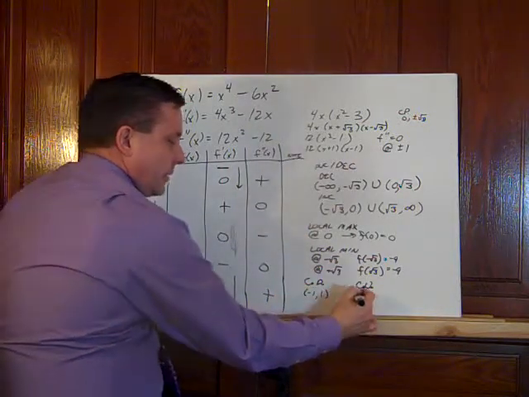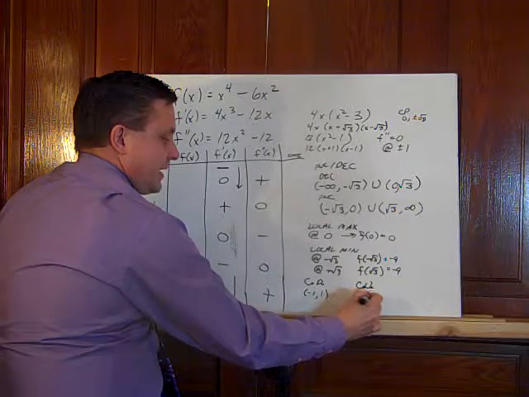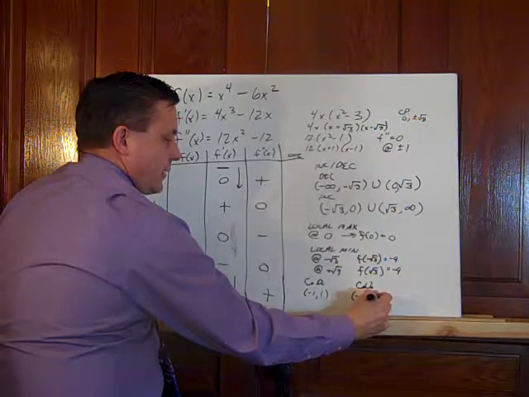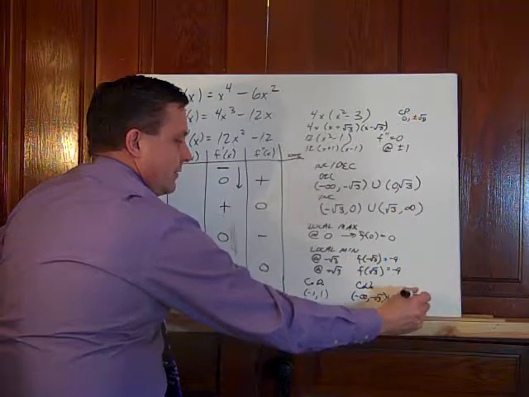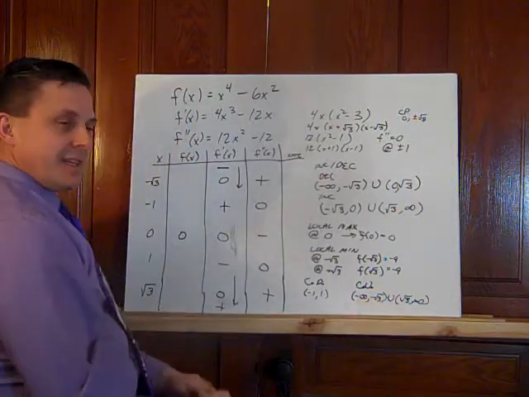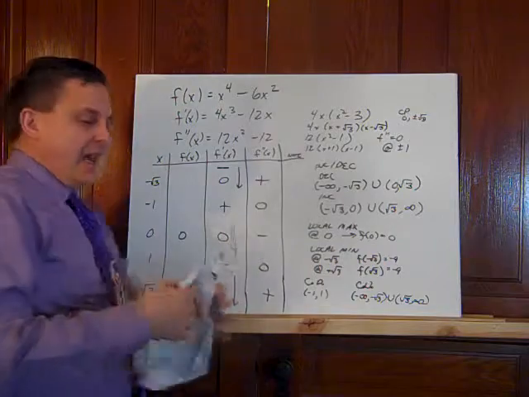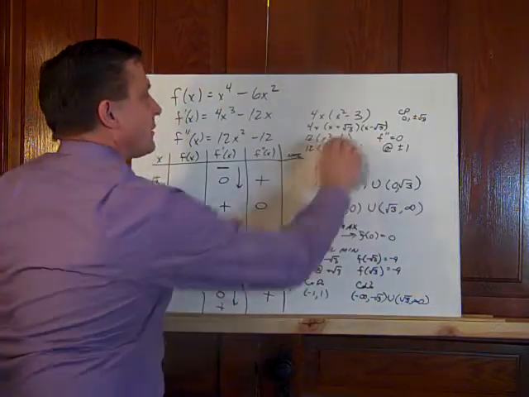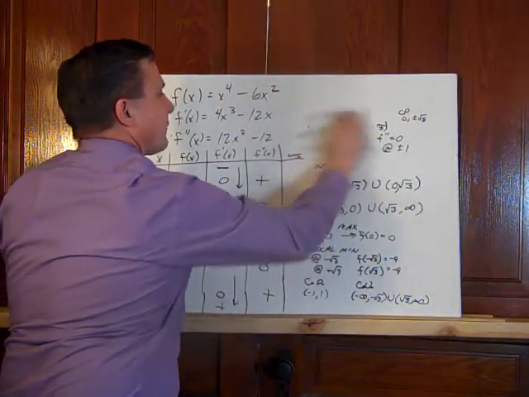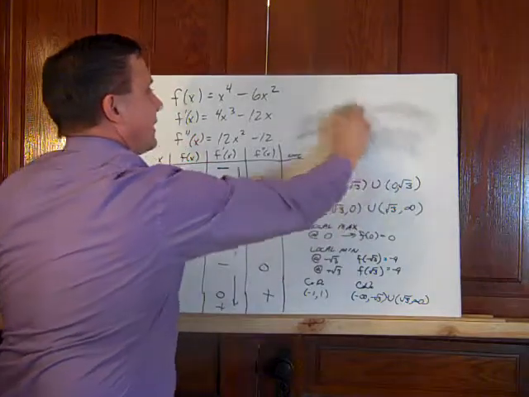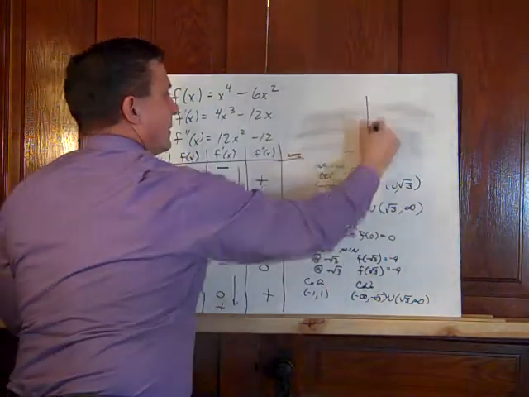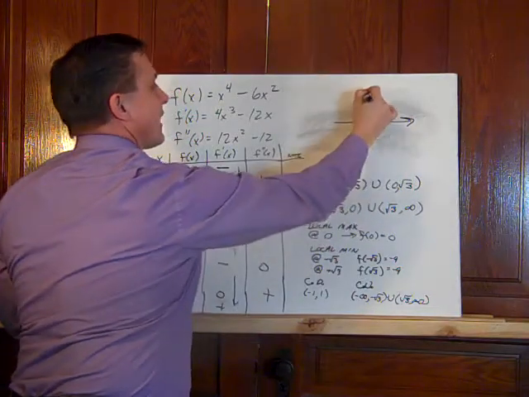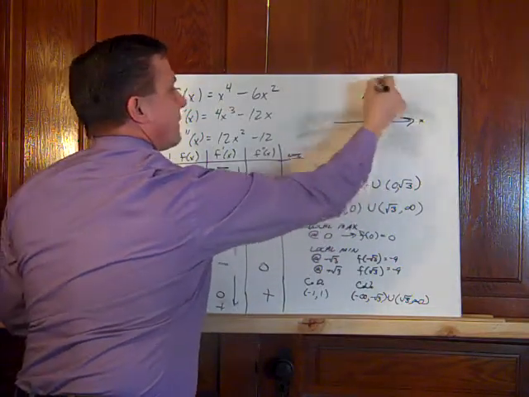And concave up from negative infinity to negative square root of 3, and positive square root of 3 to infinity. And again, as we get used to this, it is going to be a huge help for us when we have to graph functions, because we can immediately plot points of maxes and mins, and we can use a limit as x goes to infinity to find out what's happening.